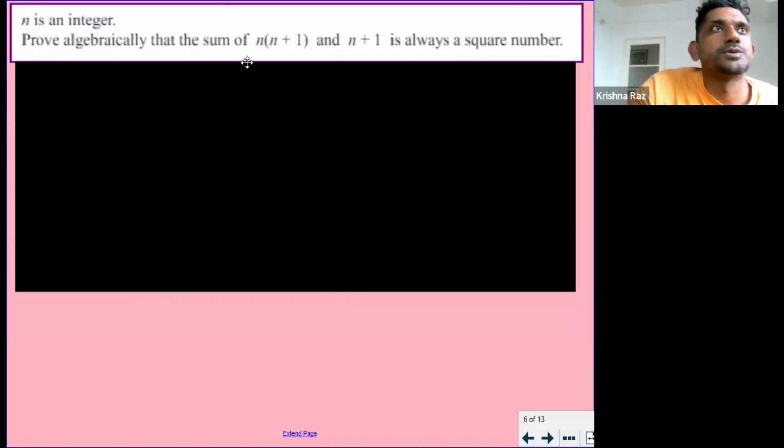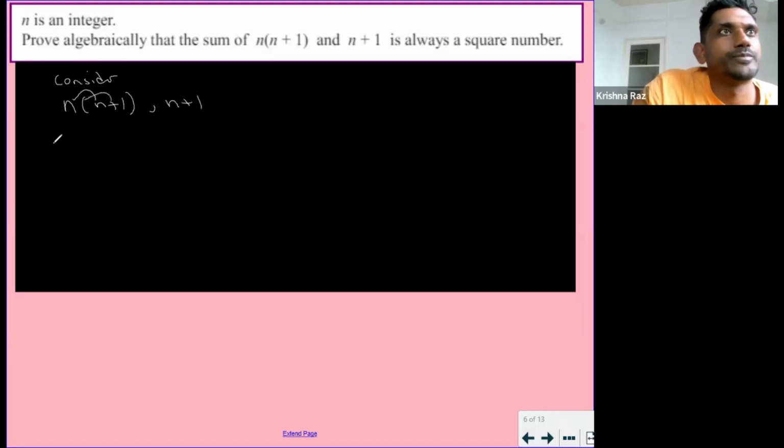So n is an integer. Prove algebraically that the sum of n plus 1 and n plus 1 is always a square number. Sum's easy. So we've got n. Consider n plus 1 and n plus 1. So then n squared plus n plus n plus 1 equals n squared plus 2n plus 1.